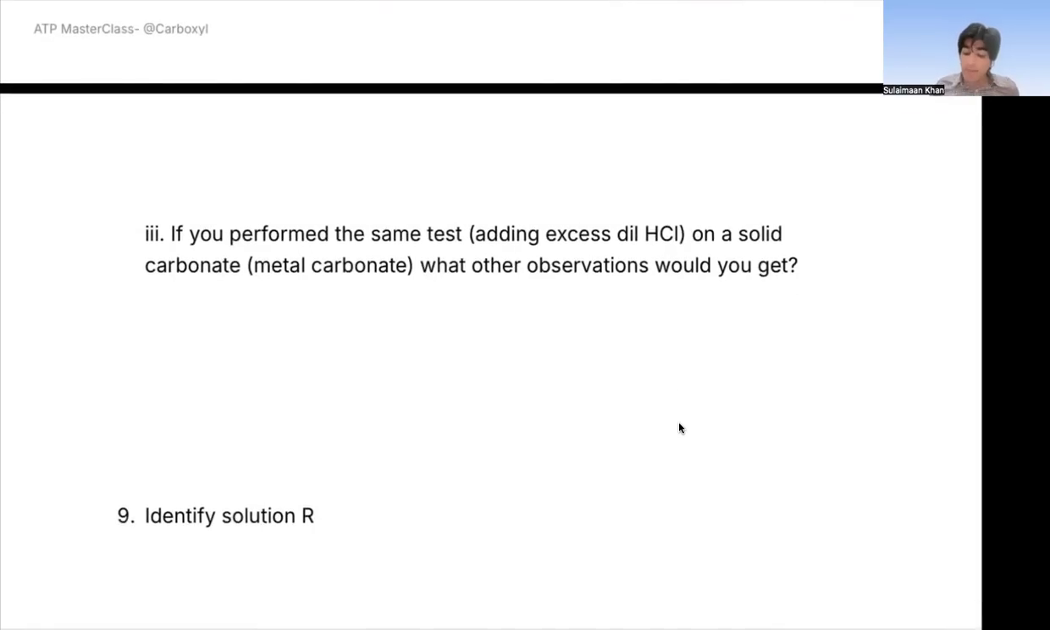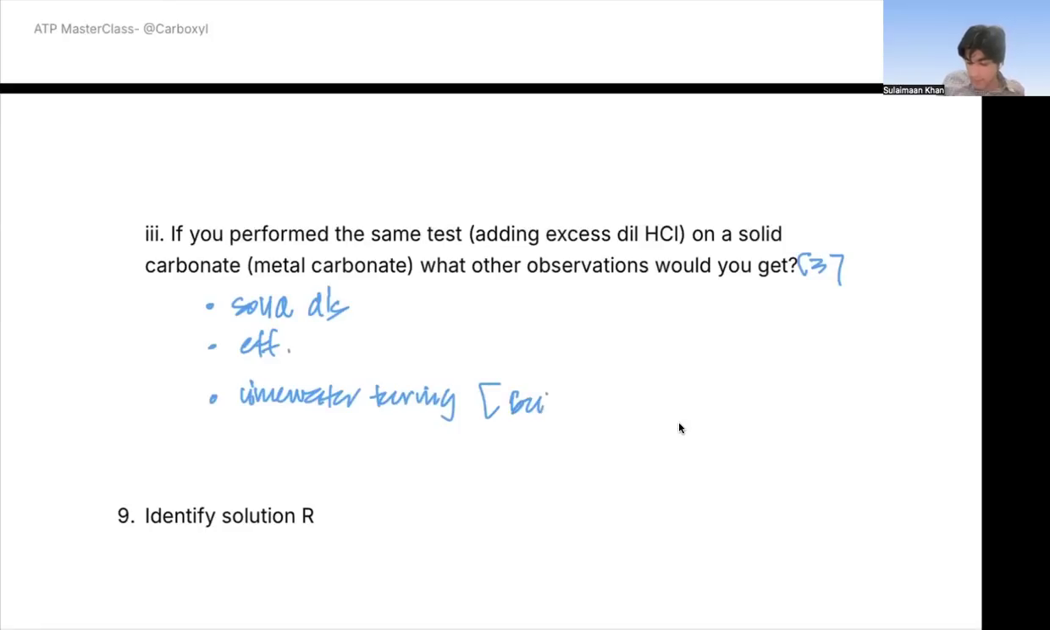If you perform the same test using excess dilute hydrochloric acid on a solid metal carbonate, what observations would you get? First of all, I'd get the solid disappearing. I would get effervescence or fizzing, and I would also get lime water turning milky. It's a 3-mark question. I would also get lime water turning milky by bubbling the gas through lime water. Yeah, it's written there, lime.